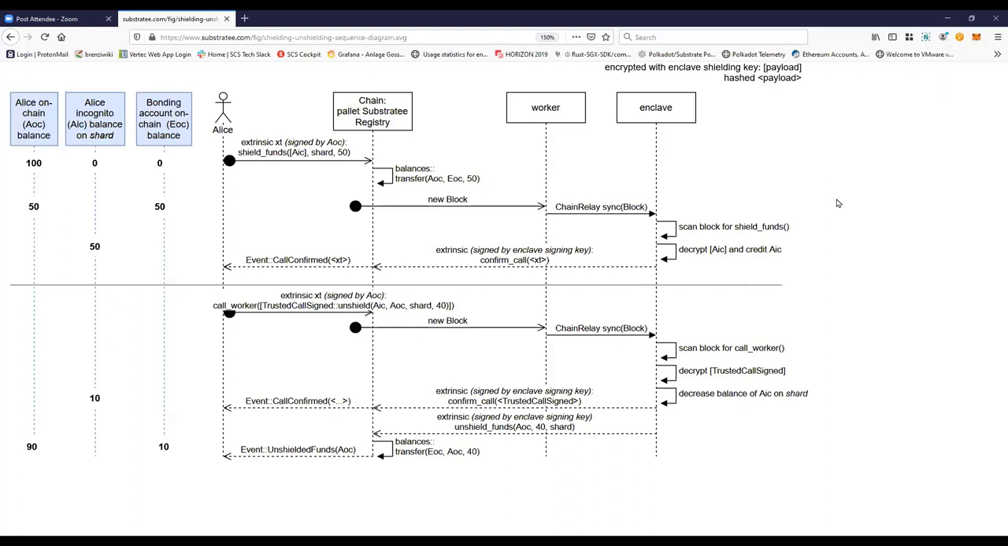So again, the worker scans for this trusted call. It decrypts the trusted call and then it interprets that trusted call. What it does is it decreases the balance of AIC, which is nothing more than burning, because the total issuance goes down as well, on that shard. Let's ignore shard. And then it sends, and actually I see this diagram is not up to date, because the confirm call here is not necessary. Let me take a note. It's an outdated diagram.